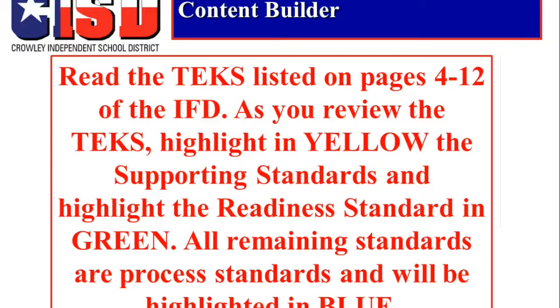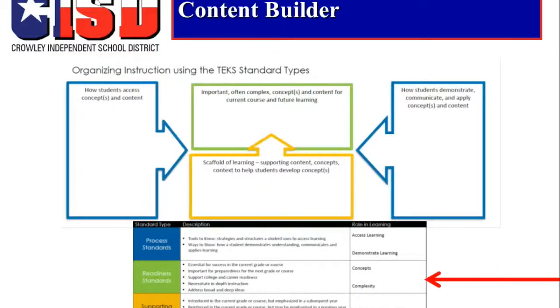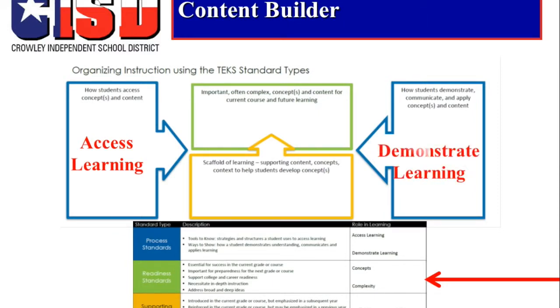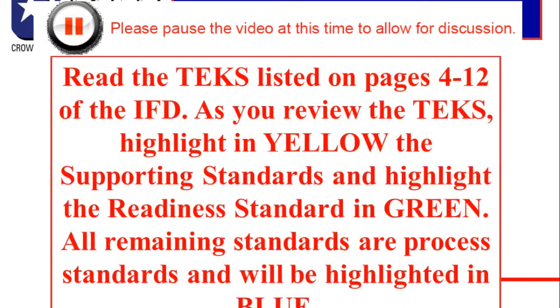As you review the TEKS, highlight in yellow the supporting standards and highlight the readiness standards all in green. All remaining process standards will be highlighted in blue. If necessary, please refer to the Organizing Instruction using TEKS Standard Types document to review the description and each standard's role in learning. Take note that the blue process standards will fall into one of 2 basic categories: how students access learning or how students demonstrate learning. Please take a moment to complete this task.